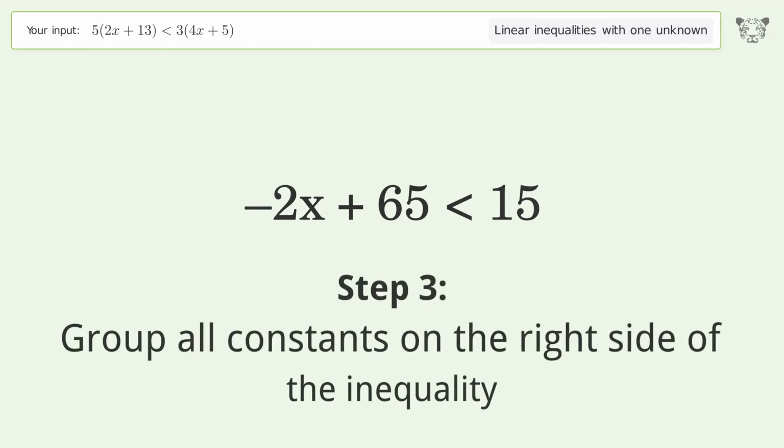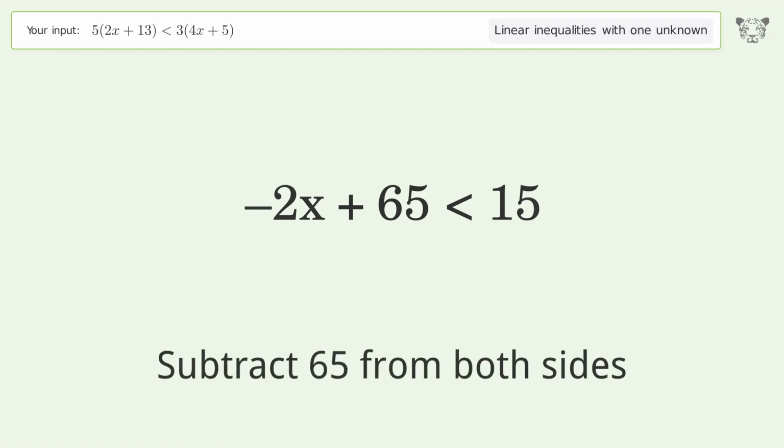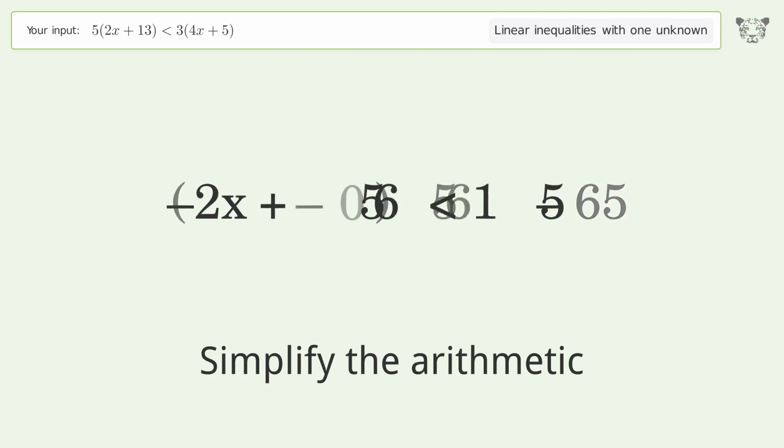Group all constants on the right side of the inequality. Subtract 65 from both sides. Simplify the arithmetic.